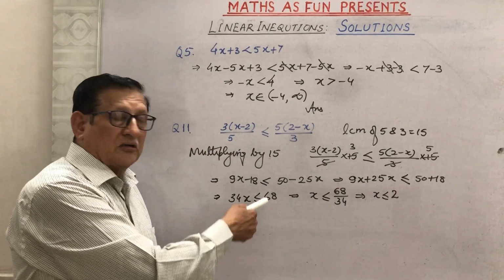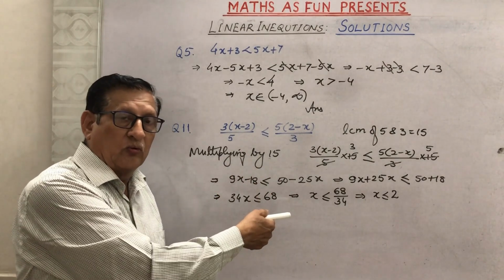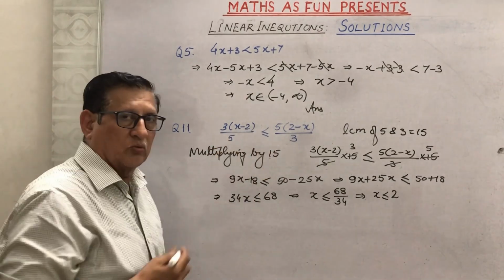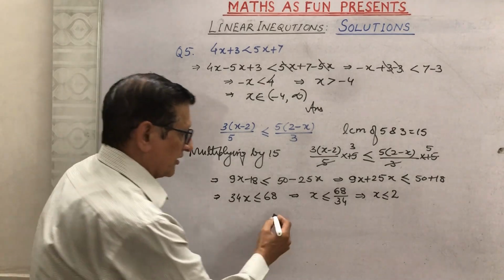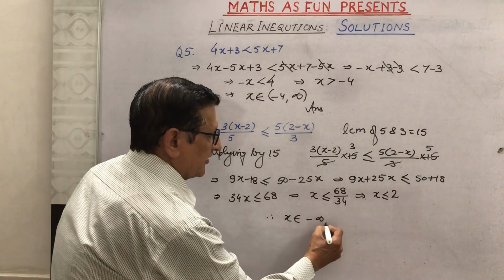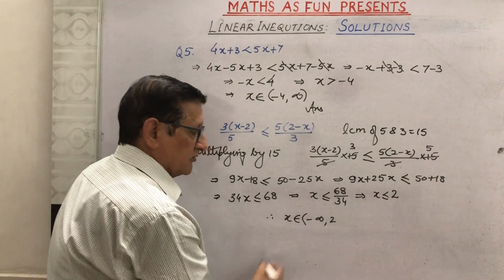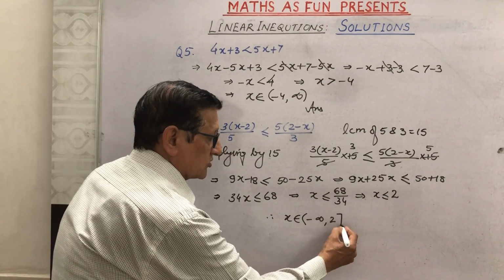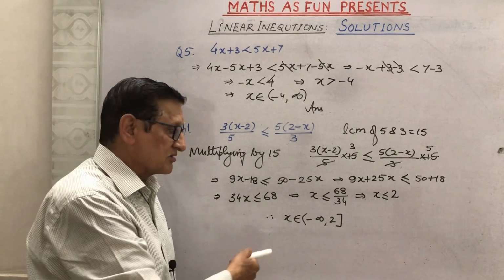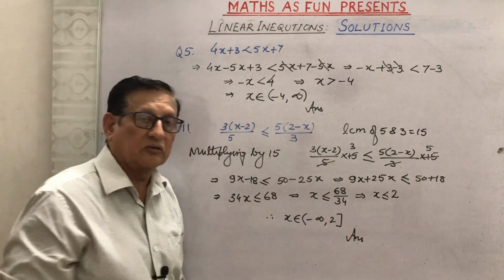It means the values of x which are less than 2 or up to 2 will make this statement true. That is the solution. So we can write here, therefore x belongs to minus infinity to 2, and this is open on this side and this is closed on this side because 2 is also included. So this is a semi-open or semi-closed interval, and that is the answer to the particular problem.